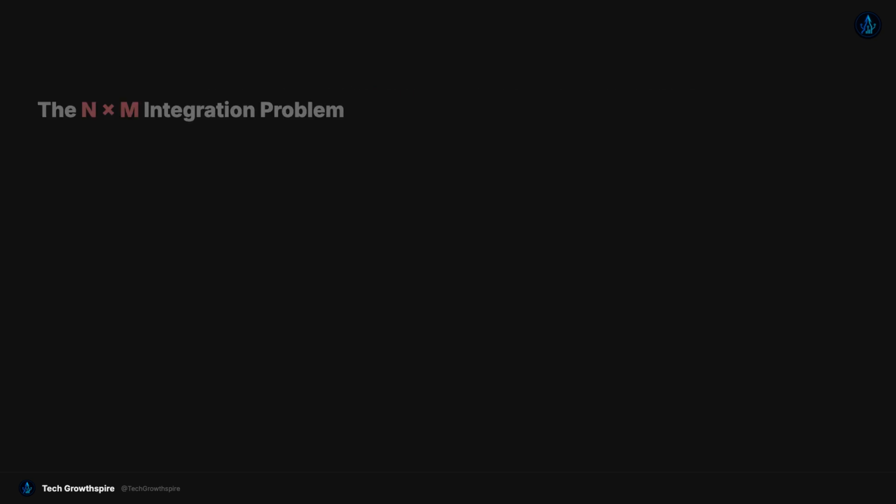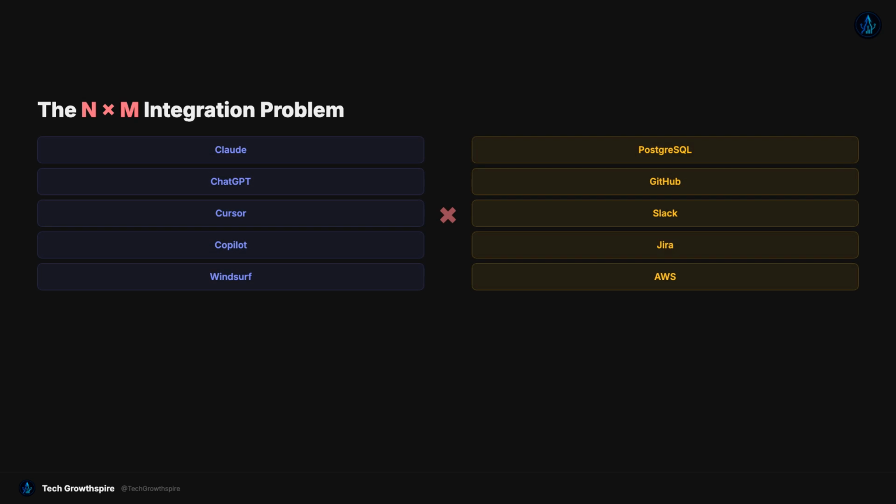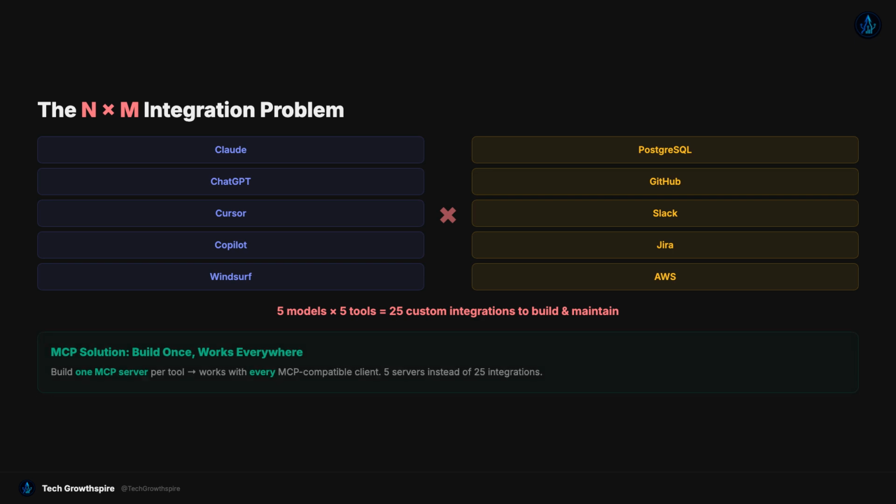Imagine you're using Claude, and you wanted to query your PostgreSQL database, read files from your GitHub repo, and search your company's Confluence docs. Before MCP, you had two options. Option 1. Copy-paste context manually into the chat, slow, error-prone, and limited by context windows. Option 2. Build custom API integrations for each tool, for each AI model. If you have 5 AI tools and 10 external services, that's 50 custom integrations to build and maintain. This is the N times M problem. N models times M tools equals an explosion of custom code.